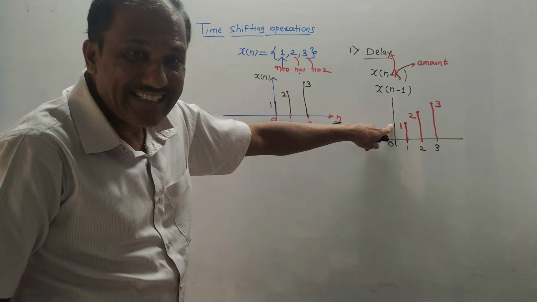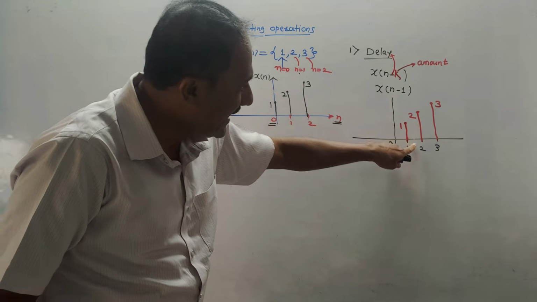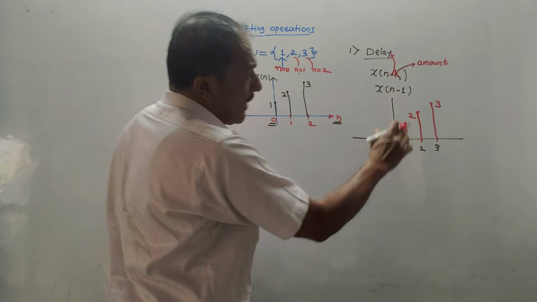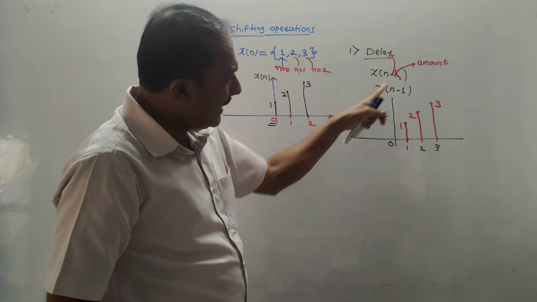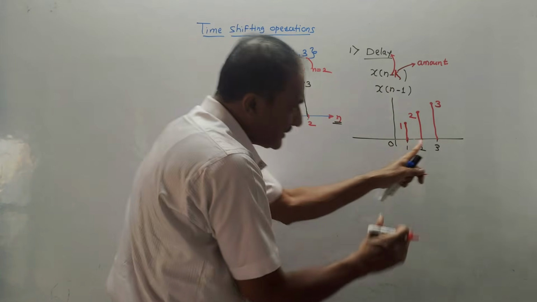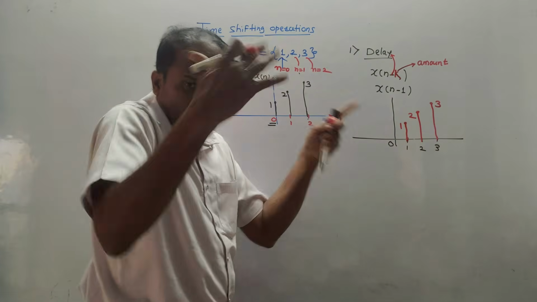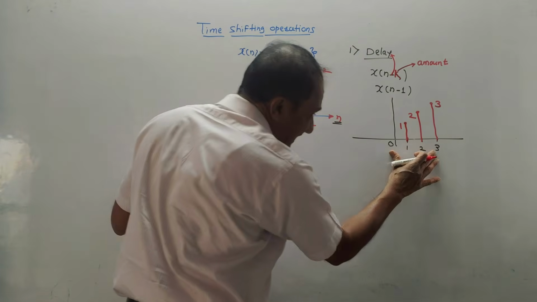This is known as a delayed signal. It is delayed by one position. Suppose I want to delay it by two positions, then the notation would have been x of n minus 2, and this diagram would have started from 2. So you just have to identify the starting point. Now this is the diagram.